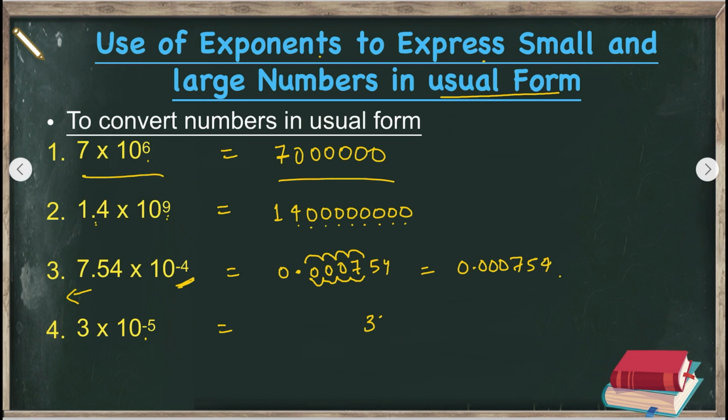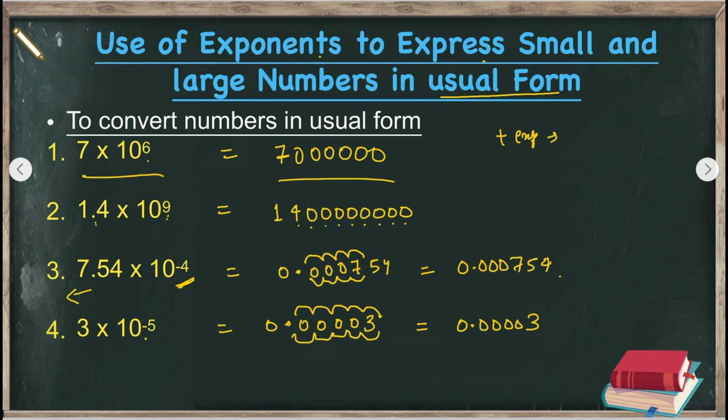Okay, in similar way, now we have 3 into 10 raised to the power minus 5. So write this 3 here, assuming the decimal here. So we're going to move 1, 2, 3, 4, and 5. That means 0 here, 0 here, 0 here, and 0 here, then decimal and 0. Okay, so let's count from here, 1, 2, 3, 4, and 5 places we have moved toward the left. So the number is 0.00003.